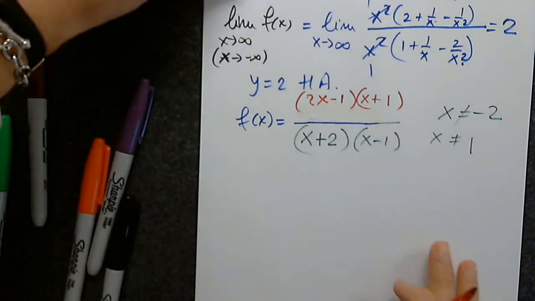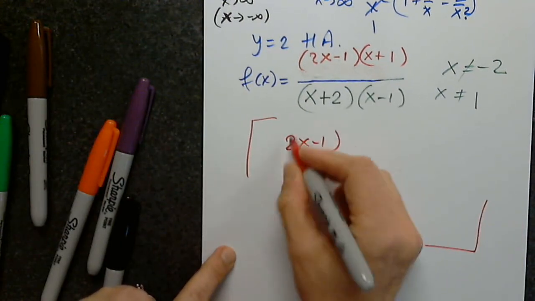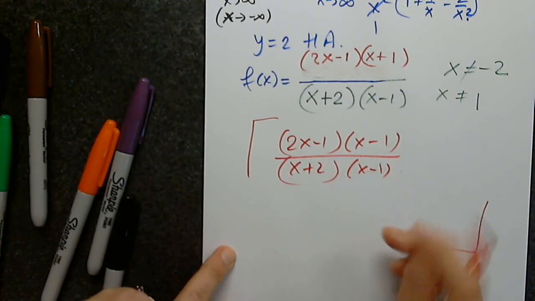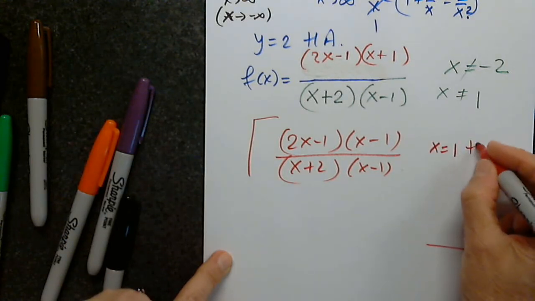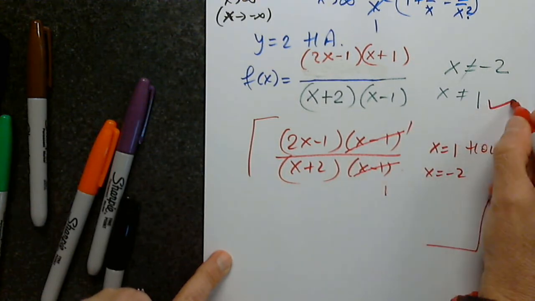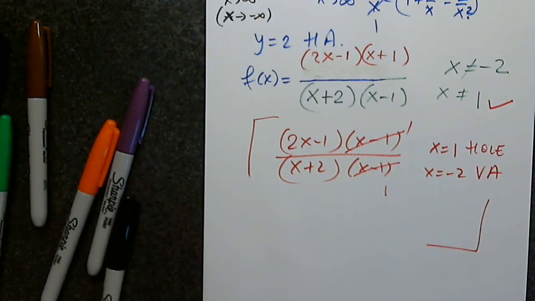So let me put a side note. Assuming I had 2x minus 1, x minus 1 over x plus 2, x minus 1, if that were the case, x equals 1 is a hole, because I can simplify it. The condition still remains, and x equals negative 2 will be a VA. But that was not the case. That's why I said I spoke too soon, because I wanted to show you that none of these two at the top is the one from the bottom.